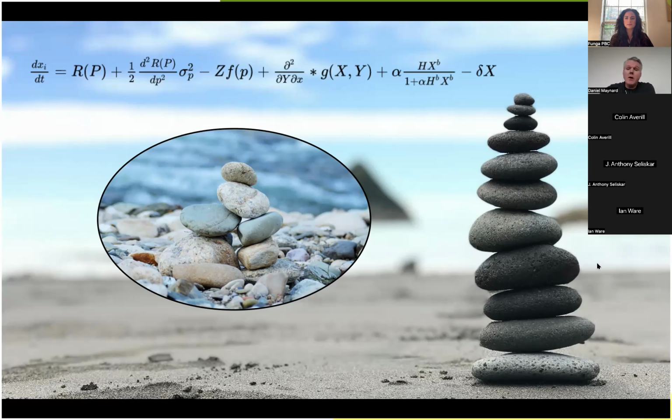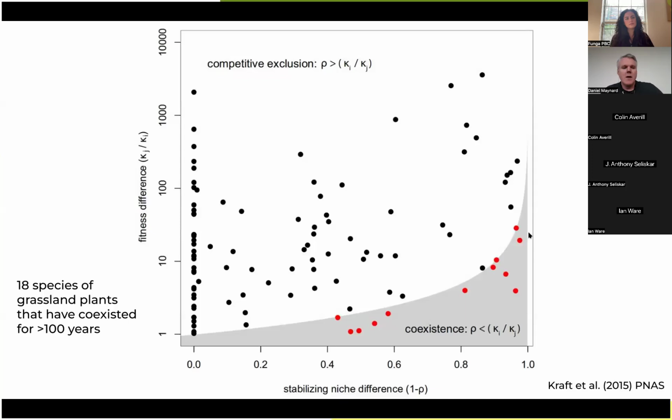And as a community ecologist, what I'm really interested in is what maintains biodiversity. And when we look at these first principles, quote, mechanistic models, we really struggle to recover this high level of biodiversity in these systems. There's a really nice paper by Nathan Kraft a few years ago that really illustrates this challenge. So they're looking at 18 species of grassland plants. This is in California. And these are 18 species that have coexisted, as far as we know, for over a century. So essentially what we would call stable coexistence of a community.